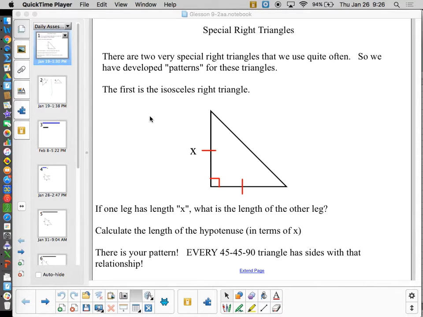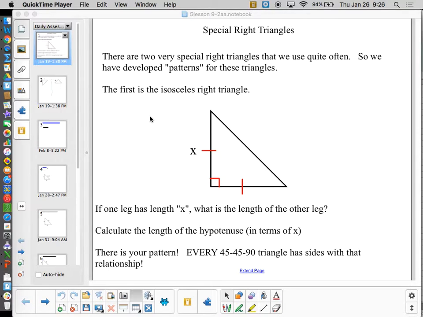So let's start with our first triangle today. We'll deal with our second triangle tomorrow. You'll get some patterns. Make sure you're taking some notes on this, especially notes regarding the patterns. You probably want to make flashcards of the patterns so that you can work on things, because there's some memorization that's required here.